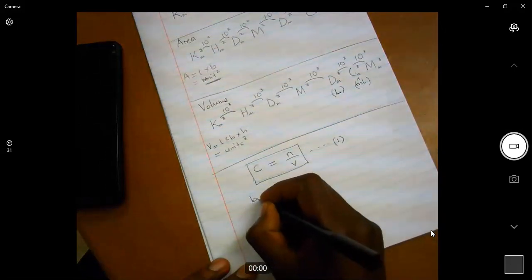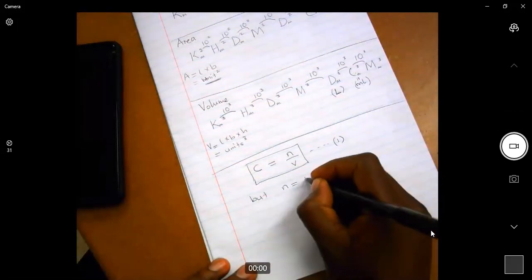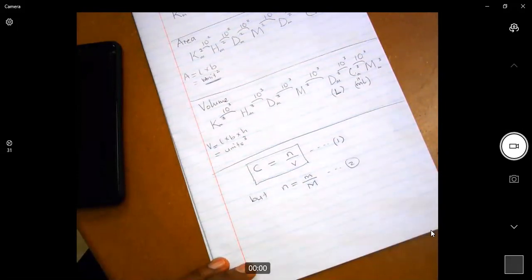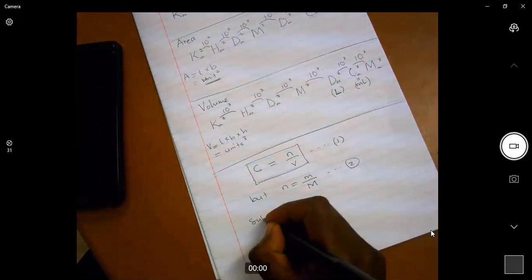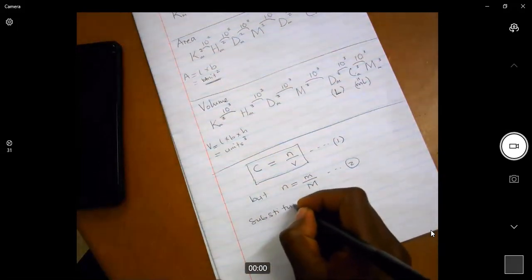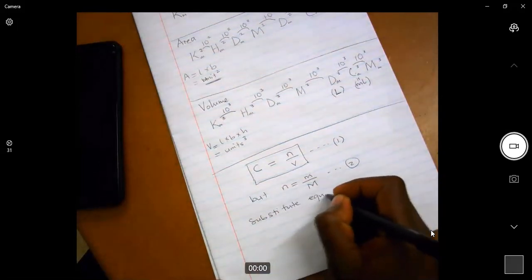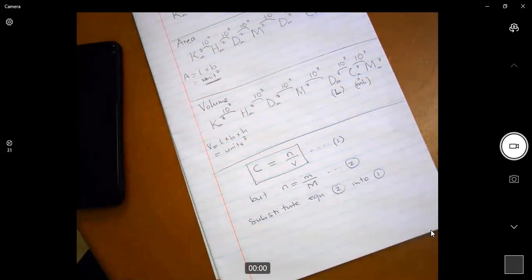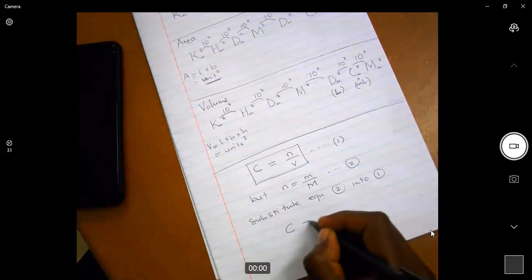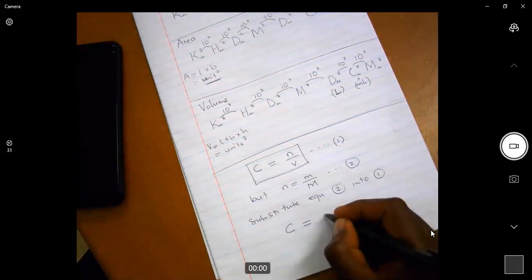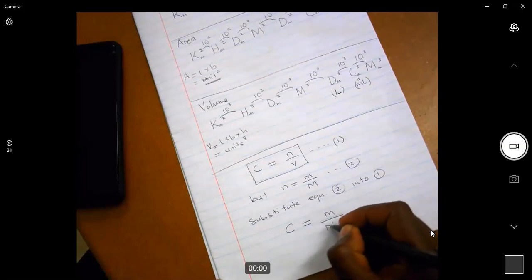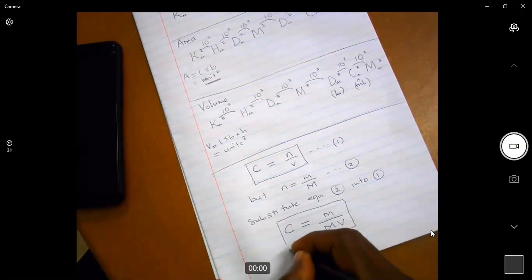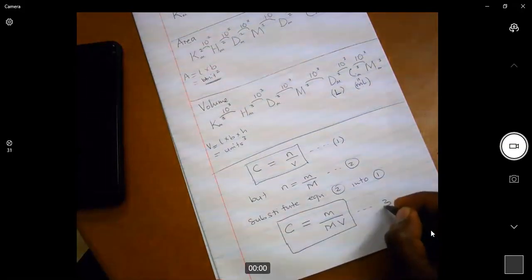But what do I know? I know number of moles is equal to mass over molar mass. I call this equation number 2. Then I substitute equation 2 into equation 1. Then what am I going to have? C is equal to, where there's N, I put mass over molar mass, multiplied by volume. This becomes the other equation that I can use without using 2 equations, which is still the same.